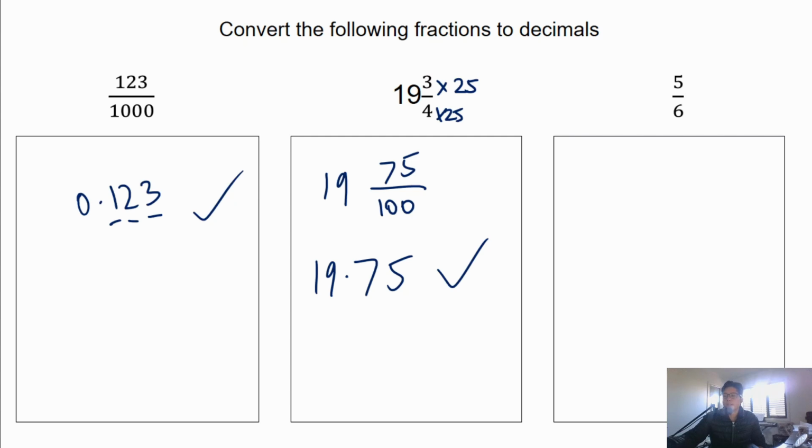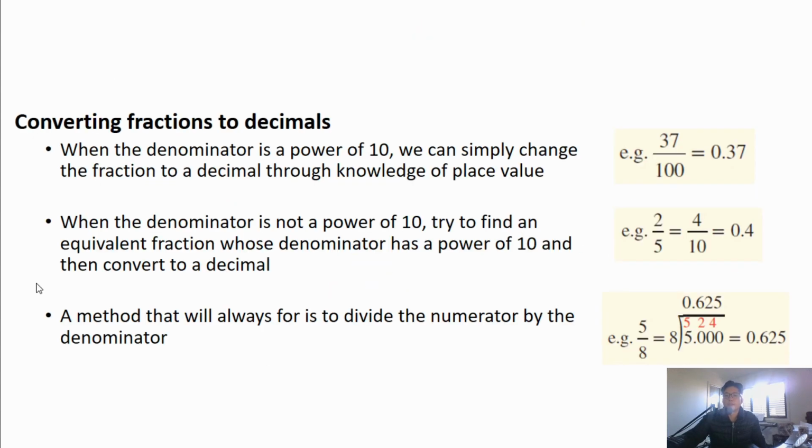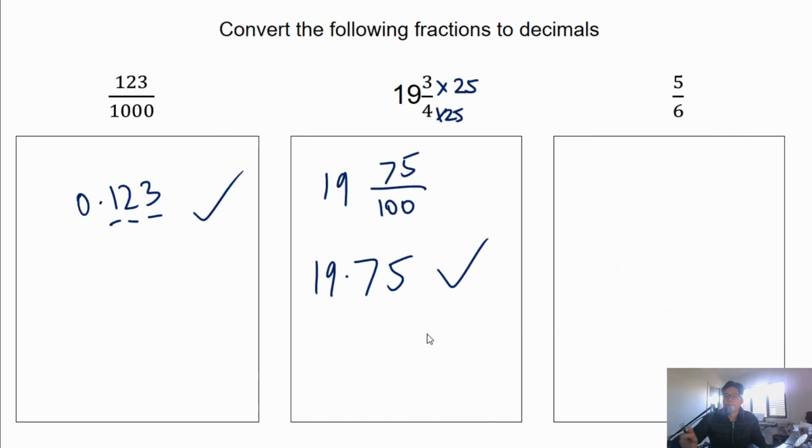Alright, so for this last question, it will be the hardest question on this page. We're going to use method number 3, in which we divide the numerator by the denominator. So we're going to divide 5 by 6 here. So 5 goes on the inside, 6 goes on the outside. 5 divided by 6, 6 does not go into 5, so write a 0, and you have to write a decimal point and put another 0 back there.